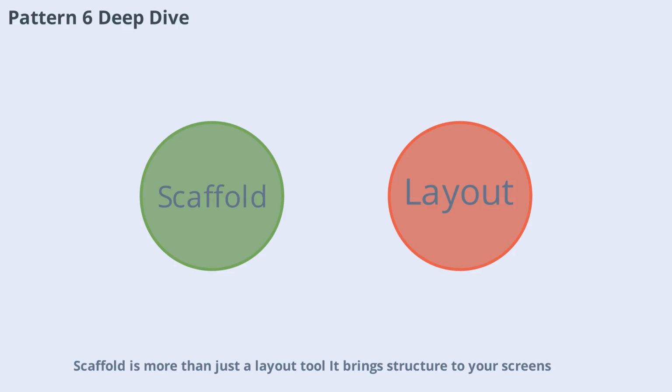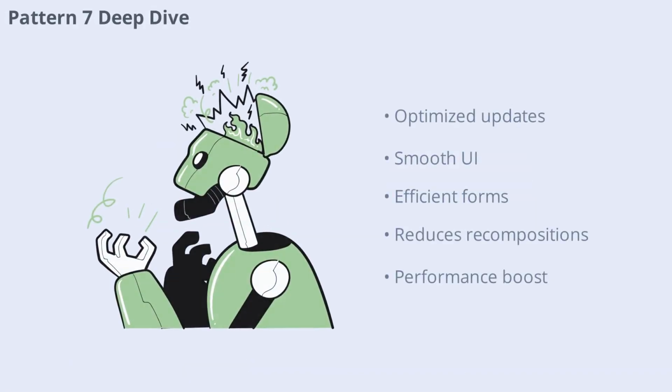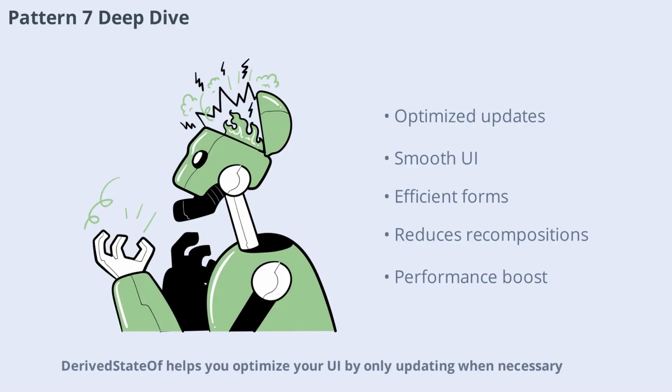Scaffold is more than just a layout tool. It brings structure to your screens, making it easy to add common UI elements like app bars and navigation. This consistency improves the user experience and speeds up development. derivedStateOf helps you optimize your UI by only updating when necessary. This reduces unnecessary recomposition and keeps your app running smoothly, especially in complex forms or lists.